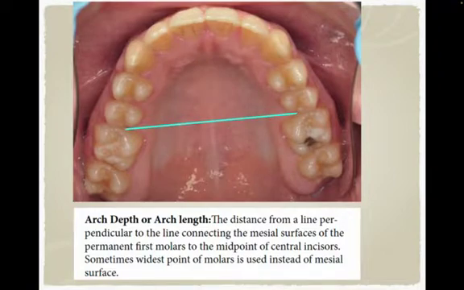The last terminology is what we call the arch depth, which is basically a line perpendicular to the line joining the mesial contact points of both molars on both sides. So that line in green here, we call the arch depth.